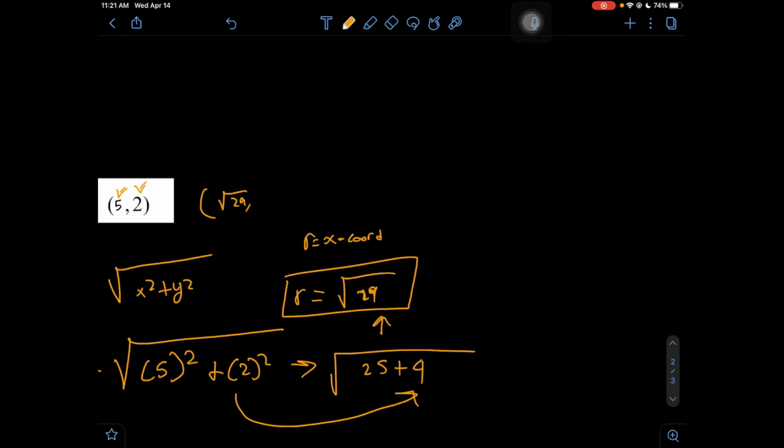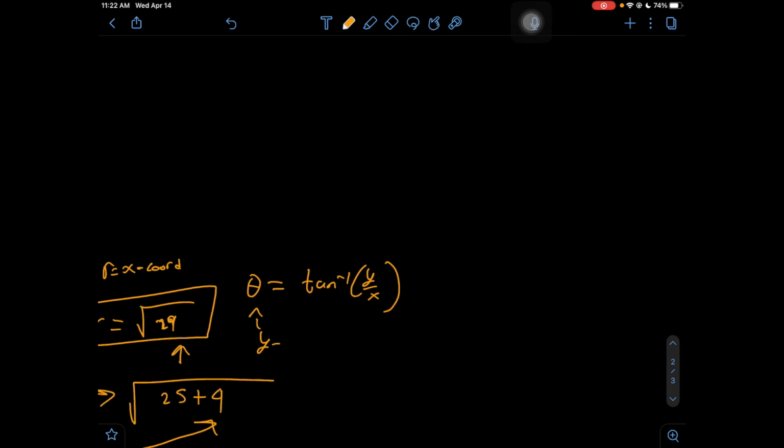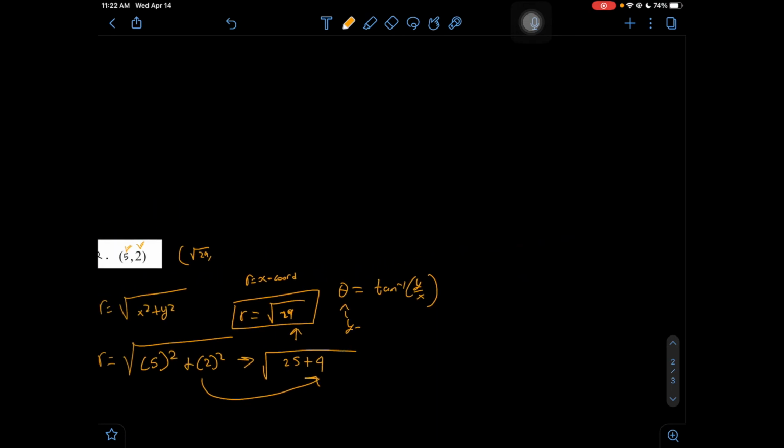Now to find our y-coordinate, we're going to do tan inverse of y over x, and this equals theta. Theta is our y value. So now we do y over x. We said y is 2, so we have tan inverse of 2 over our x value, which is 5. Now if we solve for theta, we get 21.8014.